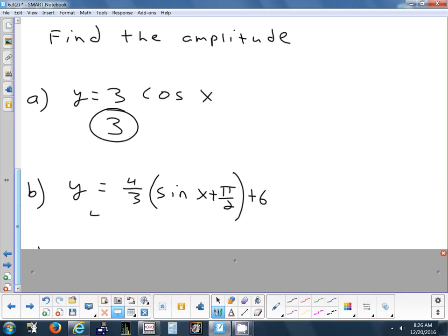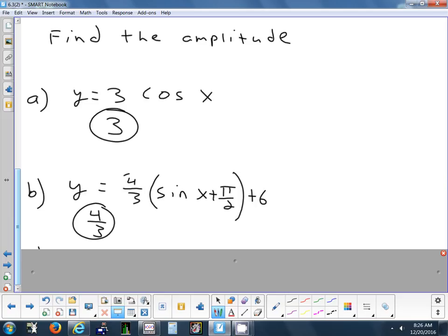4/3. Yep. What does the pi over 2 do? That's a phase shift, shifting to the left. And what about the +6? That shifts it up 6. Those two numbers have no effect on the amplitude. So you have to know what number you're trying to focus on. You're looking at that 4/3.